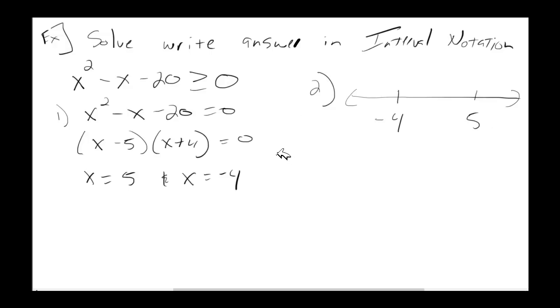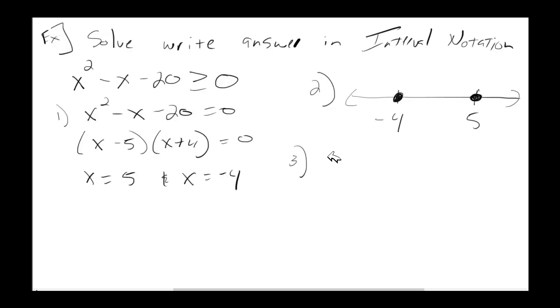The question is, what kind of circles are we going to use? Here we're going to do closed circles because it's greater than or equal to, and these values cause it to be equal. You plug in a 5 into this side, what do you get? You're going to get 0. That's how you found these numbers in the first place. Is 0 greater than or equal to 0? Yeah, it's equal. We want it. Those are closed circles. Closed and closed.